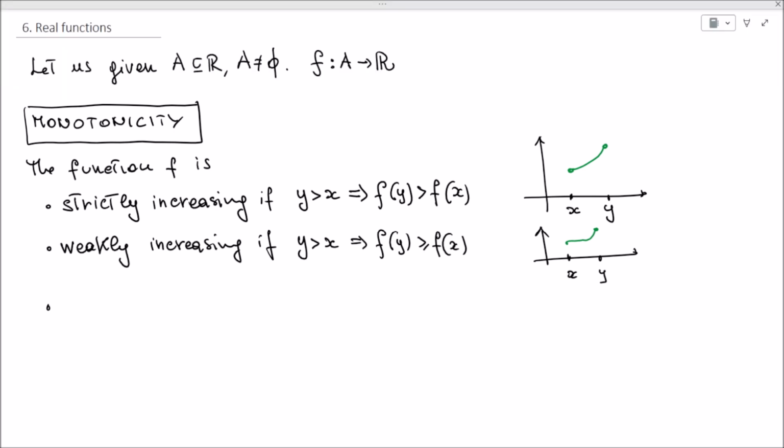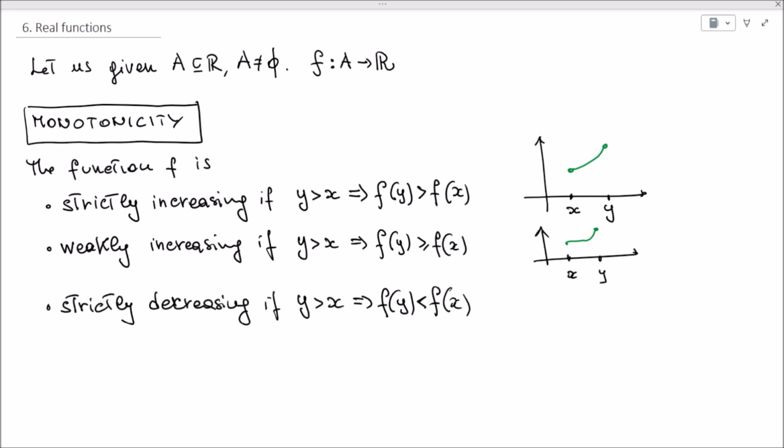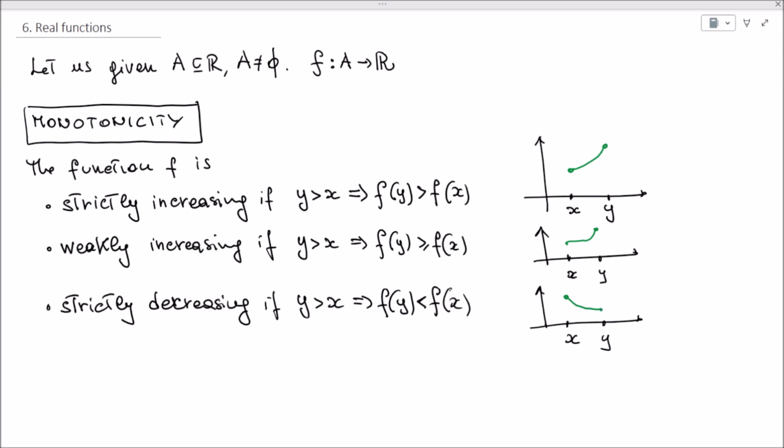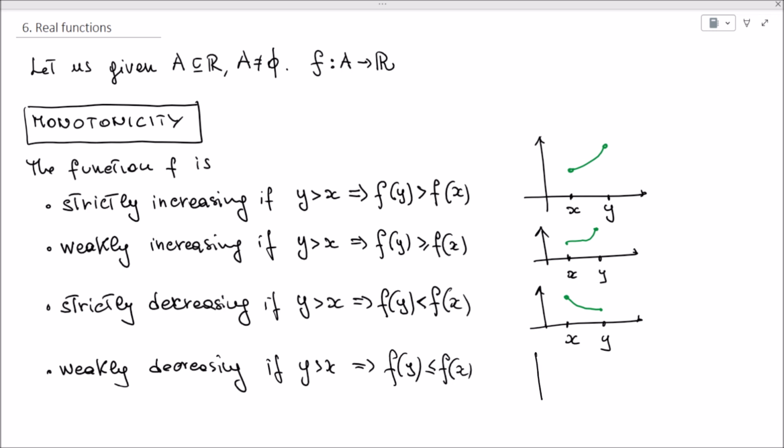Then in a similar way we can define a strictly decreasing function if y larger than x implies that f of y is strictly less than f of x, and of course this just says that moving from x to y we have a behavior like this. And finally, weakly decreasing if y larger than x implies that f of y is less than or equal to f of x, with a behavior like this.